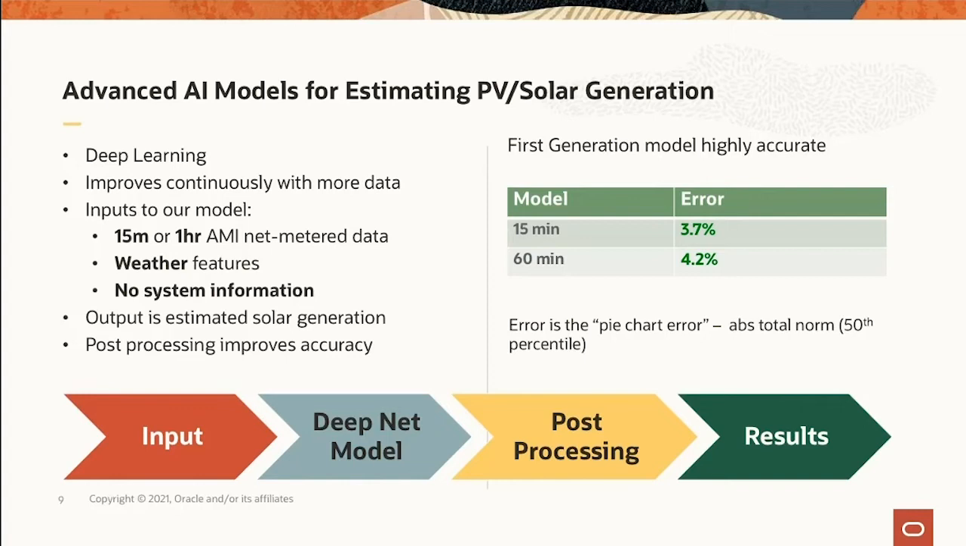The output of our model is very accurately estimated solar generation. With post-processing, we make this even better and achieve only 3.7% pie chart error for 15 minutes and 4.2% error for 1-hour AMI overall. The errors are remarkably lower than all the physical-based models or any of our competitors. In the next slides, I will show our models in action.